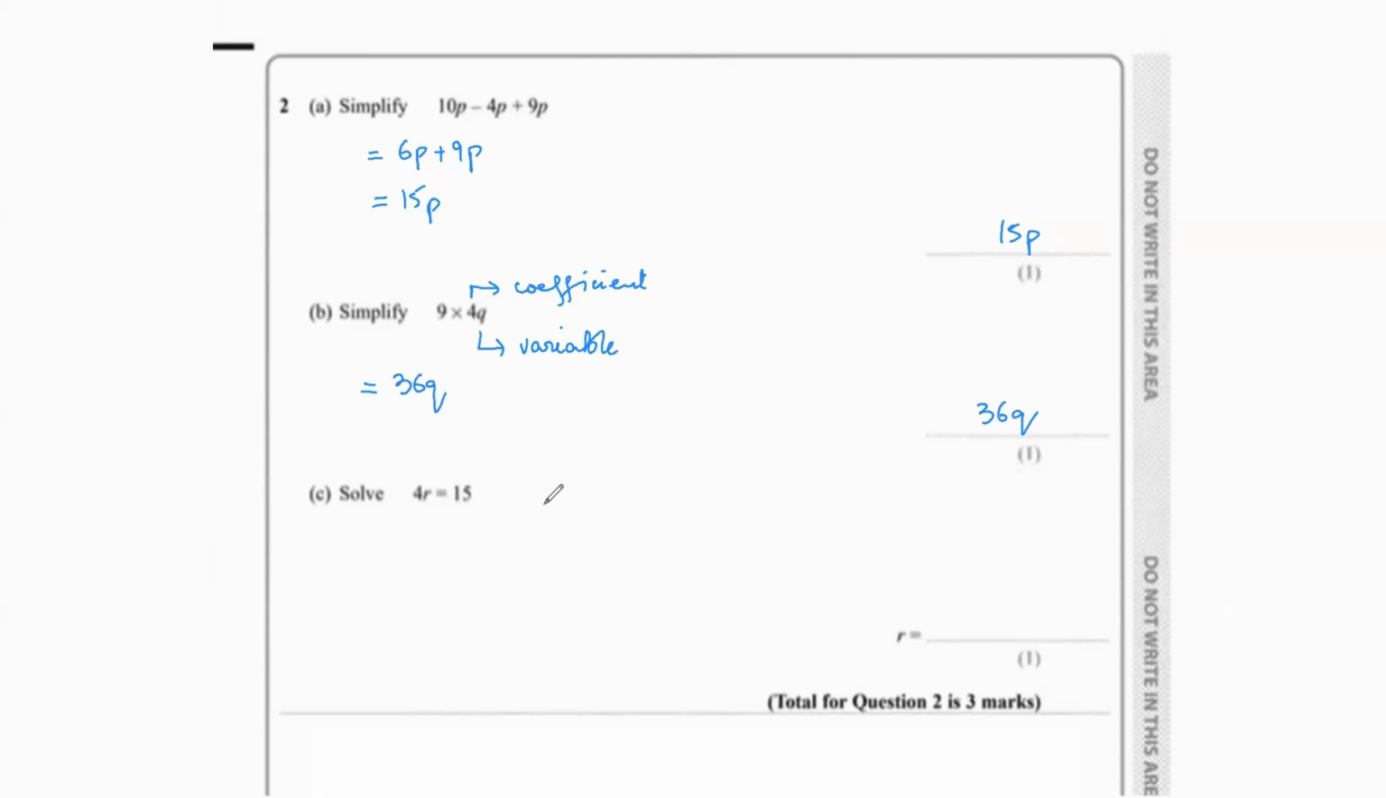Then solve 4r equals 15. So in this case, they're asking us to find the value of r. So to find the value of r, we need to isolate r. So to isolate r, we need to get rid of the 4 with r. So that can only be done if we divide both sides by 4. So 4 divided by 4 would be 1, and 1 times r is just r. And 15 divided by 4 can be rewritten as the mixed number 3 and 3 over 4, which is the same as 3.75. So you can give your answer as a mixed number, an improper fraction or a decimal.